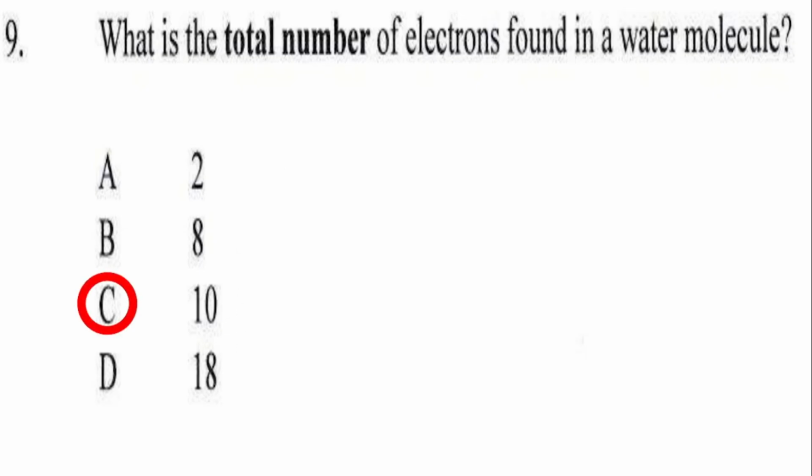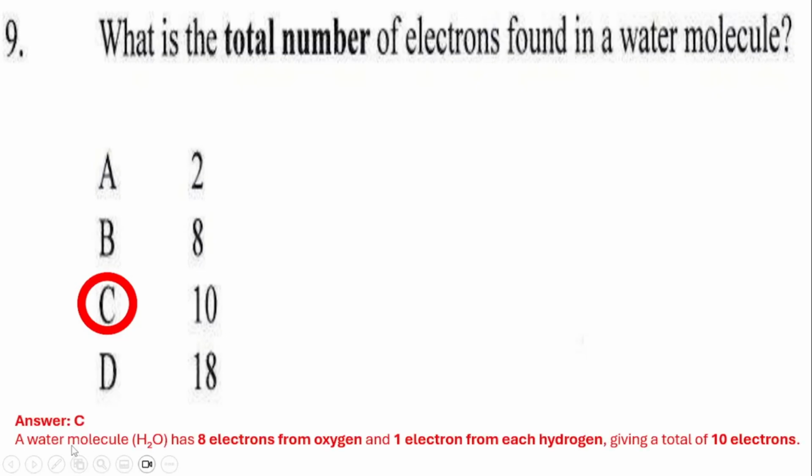The correct answer is definitely going to be C, 10, because in a water molecule, what's the formula? H2O, which means that we have 2 hydrogens and 1 oxygen. We're going to have 8 electrons from oxygen, and 1 electron for each hydrogen. So since there are 2 hydrogens, we're going to have 2 electrons. So 8 electrons from oxygen and 2 electrons from hydrogen. 8 plus 2 is 10, giving a total of 10 electrons. So the correct answer is definitely going to be C, 10.